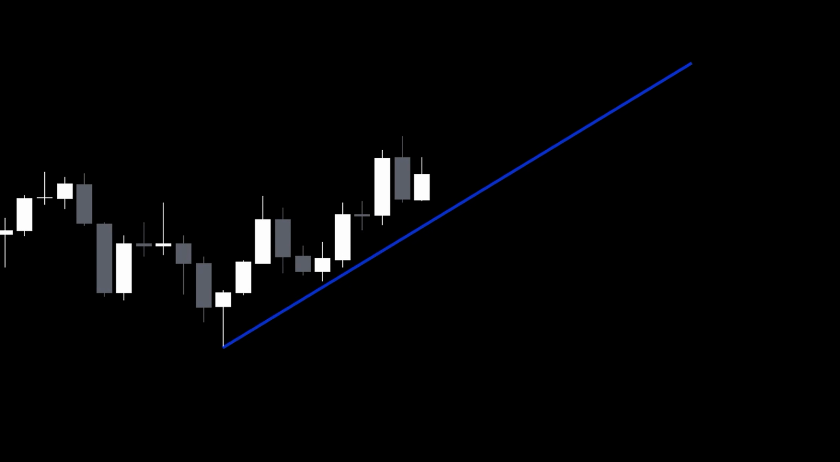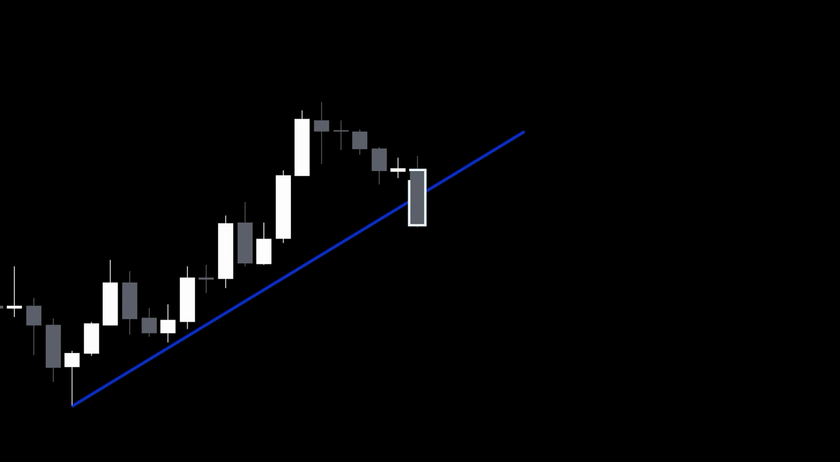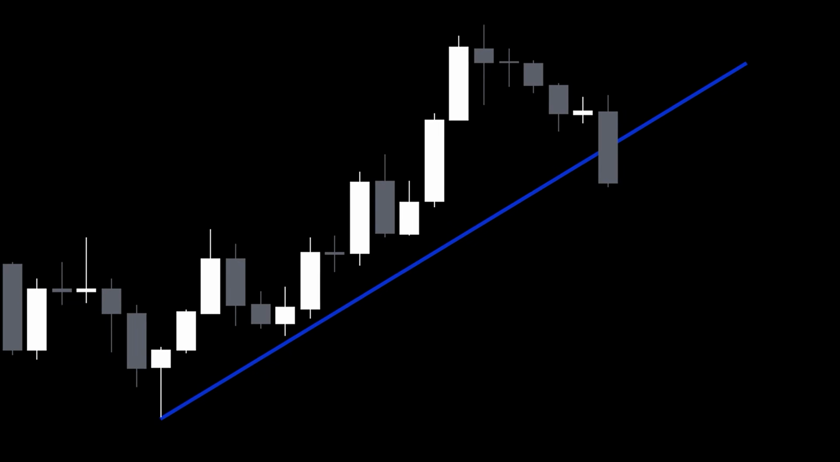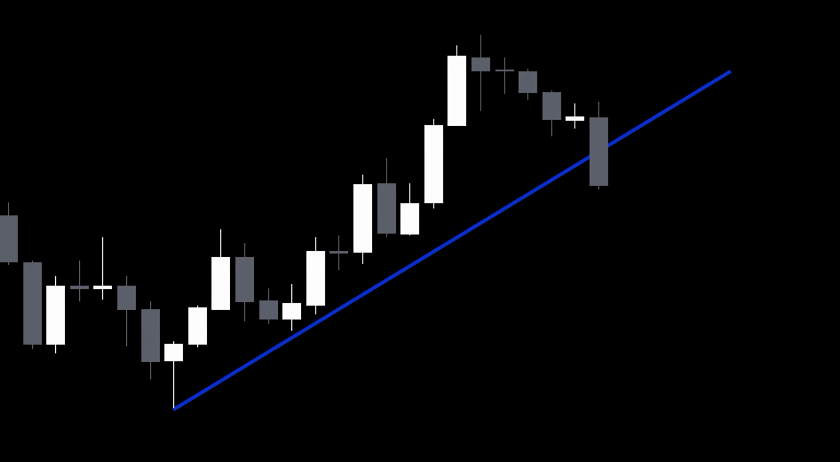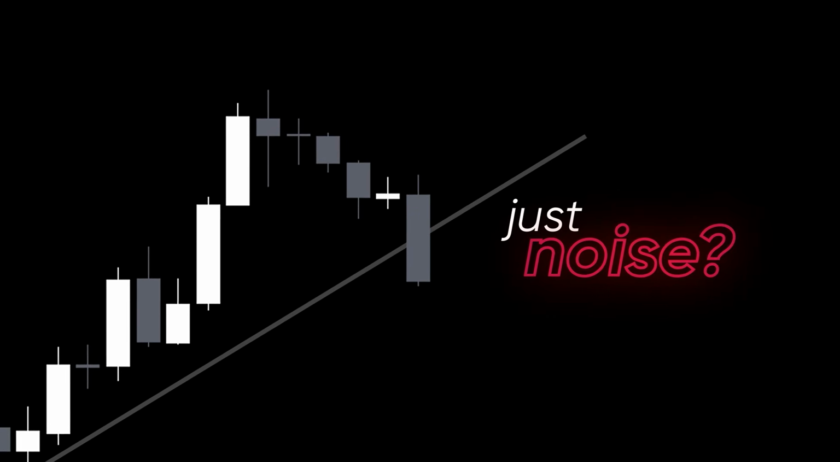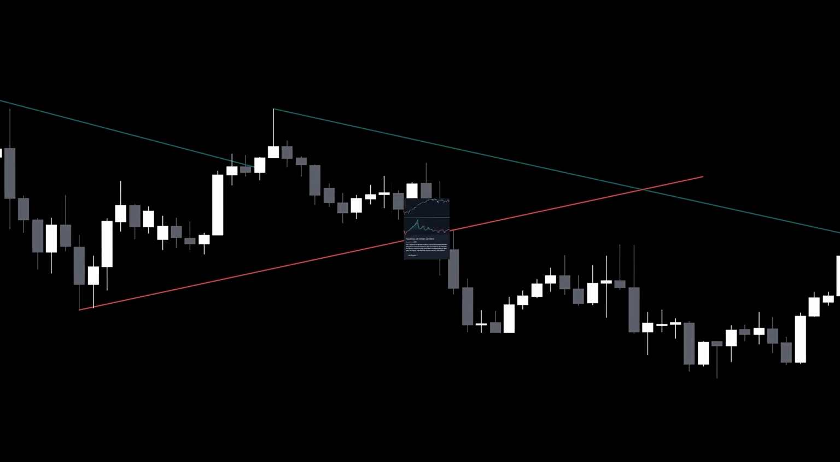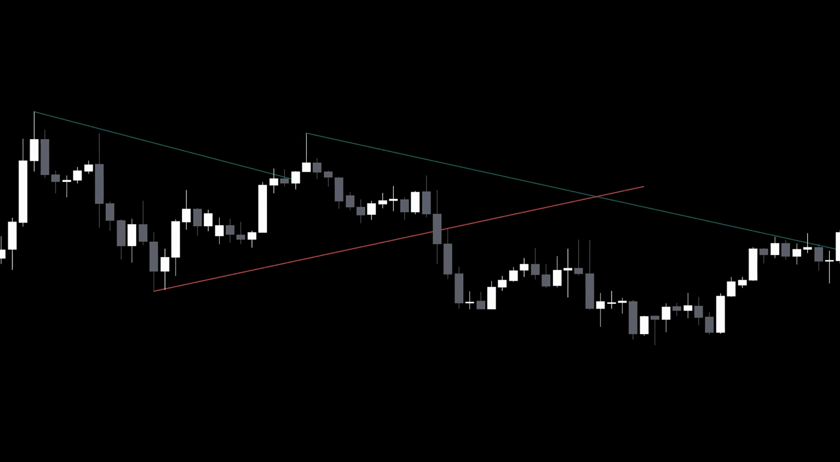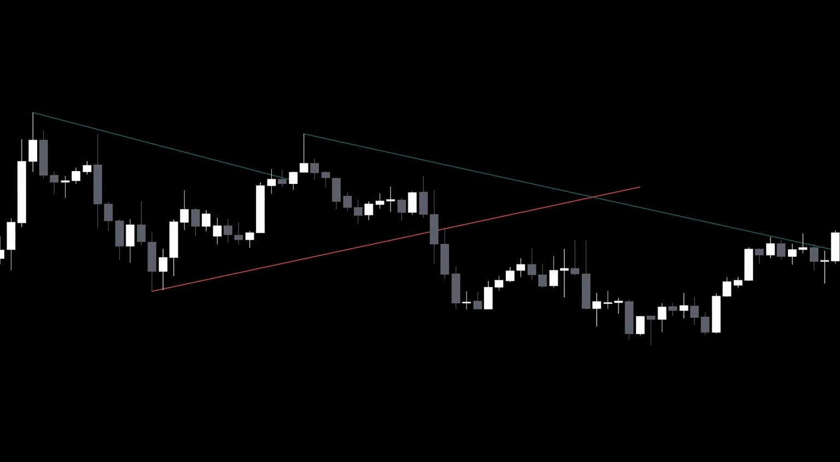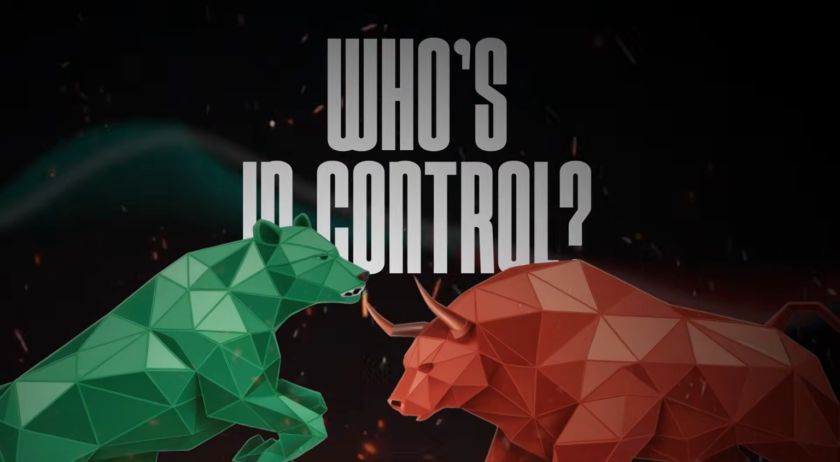Most traders love drawing trend lines, but almost nobody measures what happens after they break. You get the breakout, price runs for a bit, then chops around, and you're left wondering, was that a real shift in momentum or just noise? Trendlines with Breaks Oscillator flips that idea on its head. It takes every confirmed bullish and bearish trendline break on your chart and turns them into a smooth, color-coded wave that shows who's in control.